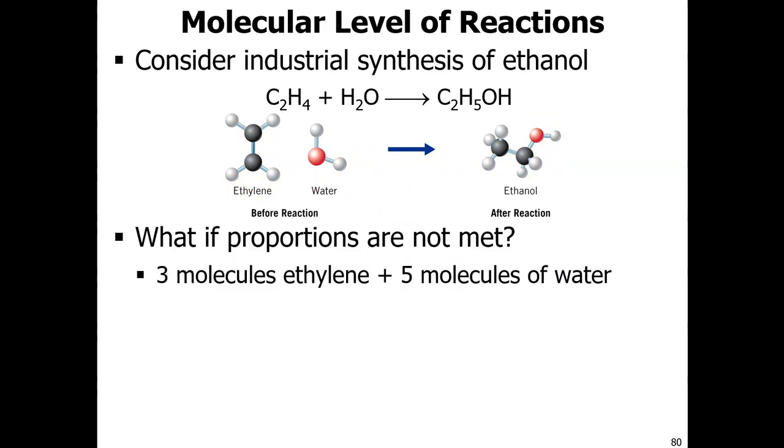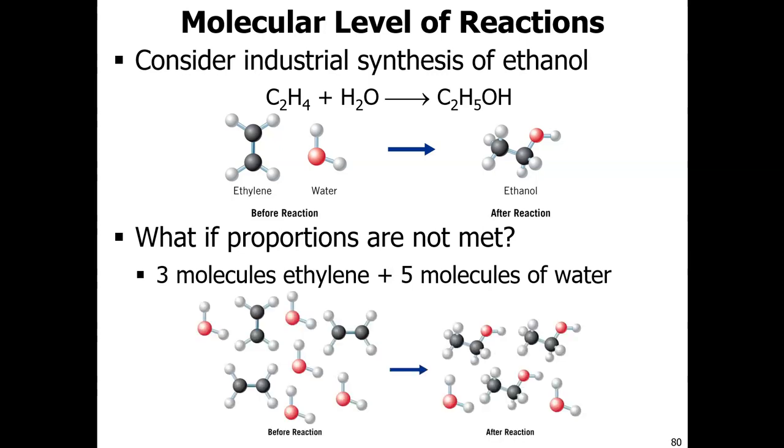For example, let's say we have 3 molecules of ethylene and 5 molecules of water. So here's 1, 2, 3 molecules of ethylene and 1, 2, 3, 4, 5 molecules of water. And you'll notice we have a limiting reagent, which is the ethylene. We don't have enough to completely react with all of the water, and the water is in excess. So these are 2 vocab words that you need to know. It's excess water, and the limiting reagent is the ethylene.